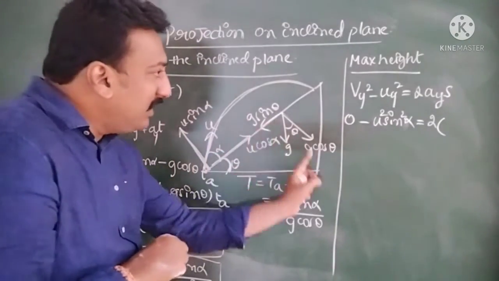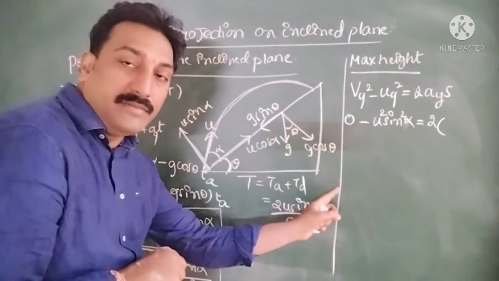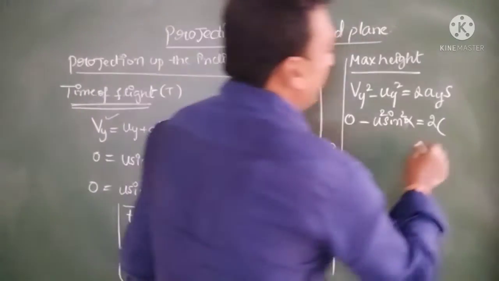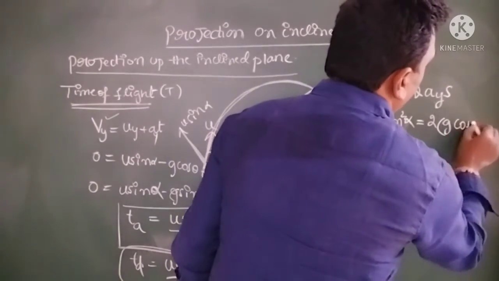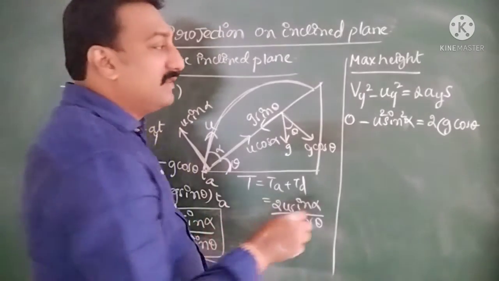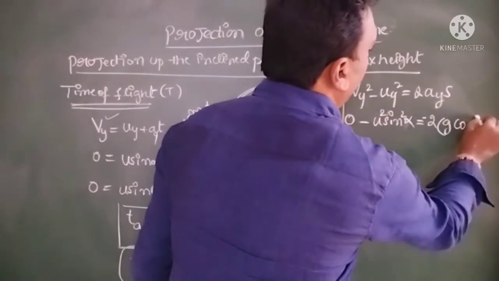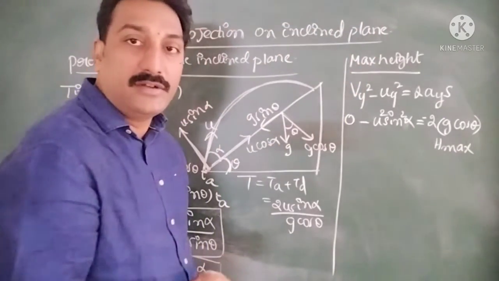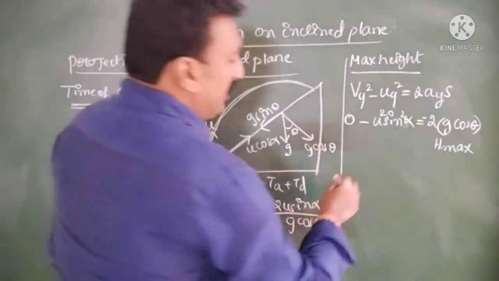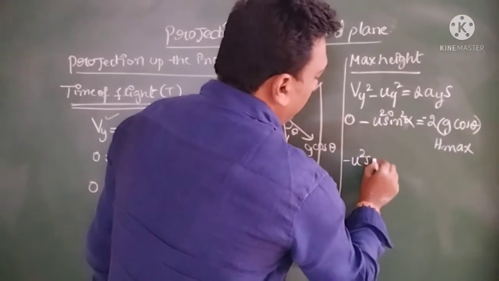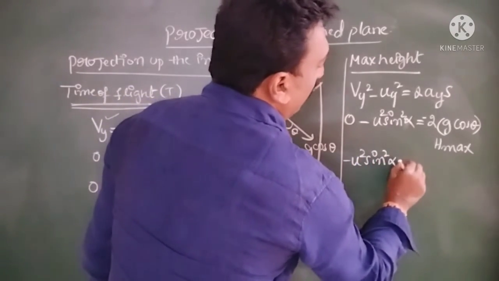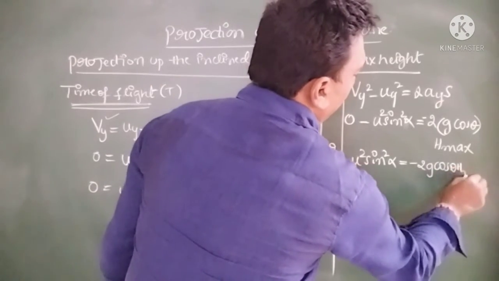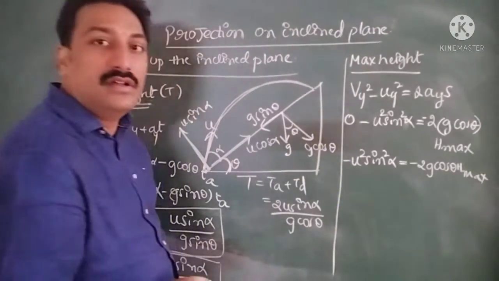This is along the x, this is along the y. So here what I am getting is g cos theta, but here it is supporting, here it is opposing, followed by s, which I can take as the maximum height. From this relation we are getting minus u square sin square alpha must be equal to minus 2g cos theta followed by h max.